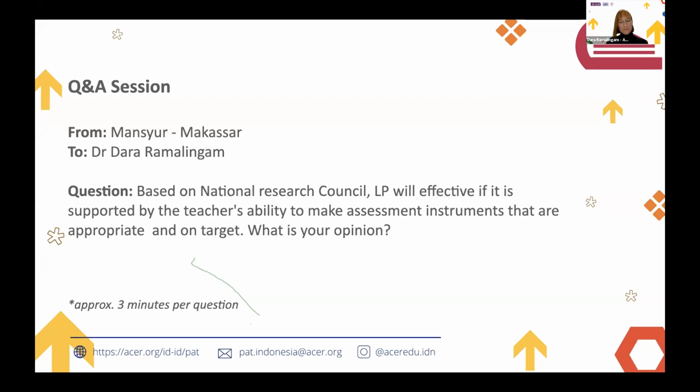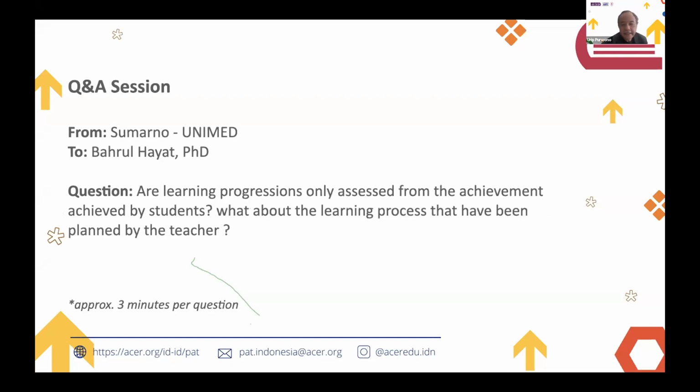Okay. Next question, maybe. Okay, this is from Sumarno, Unimed. Unimed is in Medan, which is in north Sumatra. The question to Pak Bahrul Hayat is, are learning progressions only assessed from the achievement achieved by students? What about the learning process that has been planned by the teachers? Pak Bahrul.